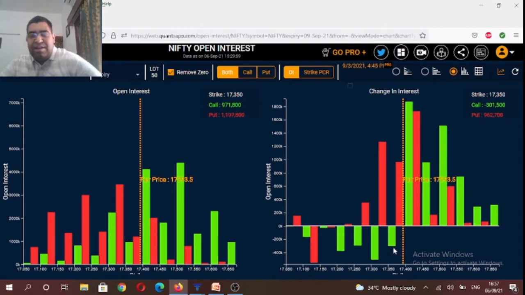And here you will see that the highest amount of open interest addition in puts has also happened at the 17,400 put strike, followed by the 17,300 put strike. And you will see that the out of the money 17,100 put strike saw its open interest reduce. So put writers have booked their profits, and put option buyers of the 17,100 strike have booked their losses.